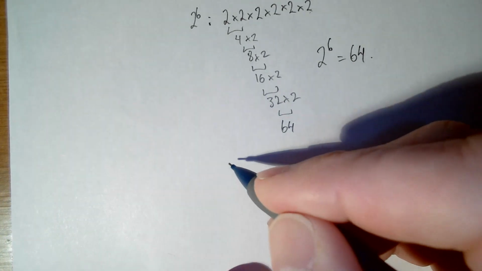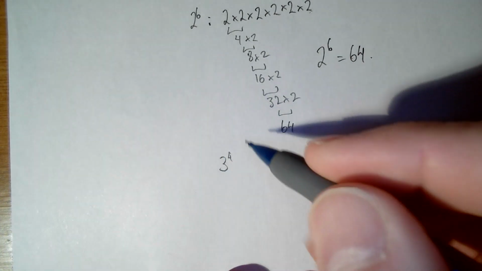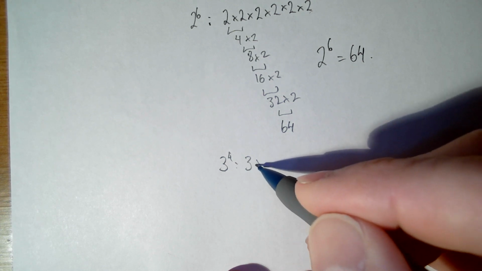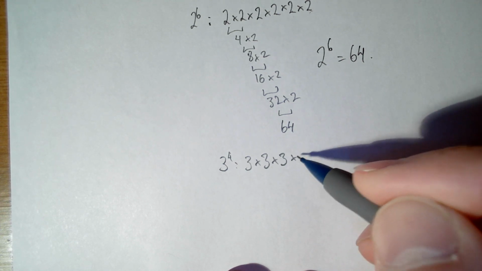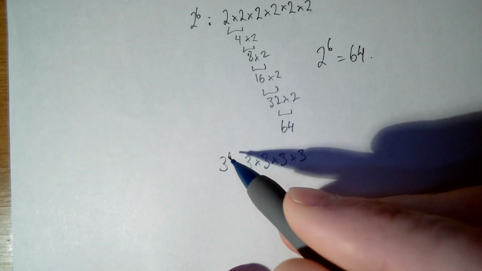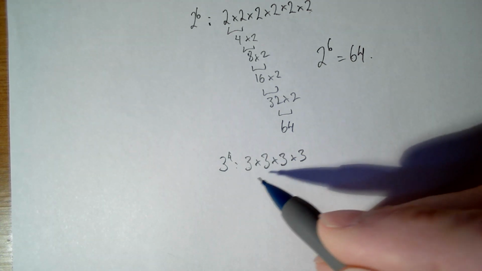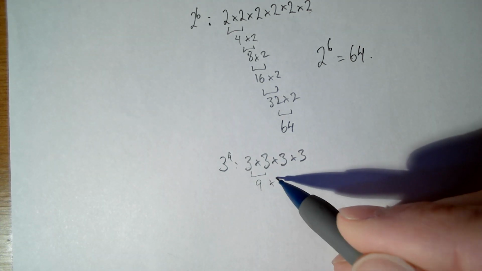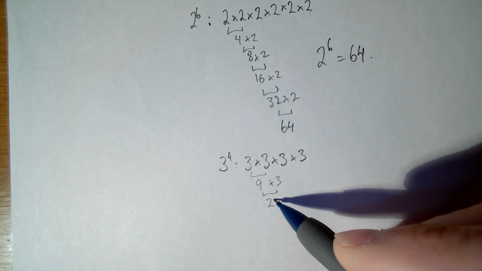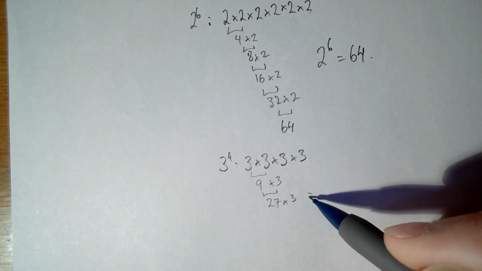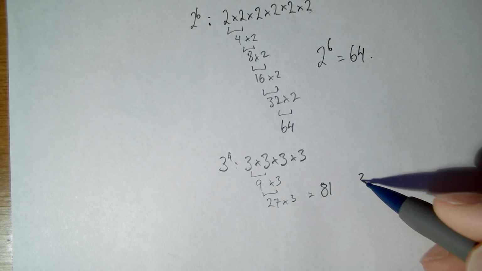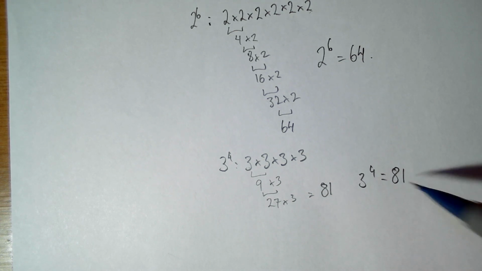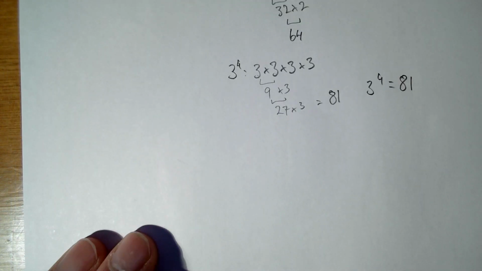What about 3 to the power of 4? So we have a different base now. 3, so we're going to say 3 times 3 times 3 times 3. 1, 2, 3, 4 3s, and the same as our index, which is 4. So 3 times 3 is 9. 3 9s are 27, and 3 27s are 81. So we can say that 3 to the power of 4 is equal to 81.